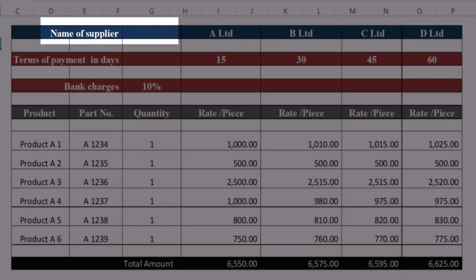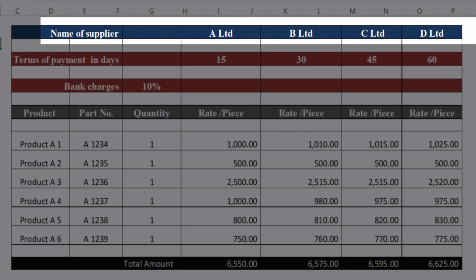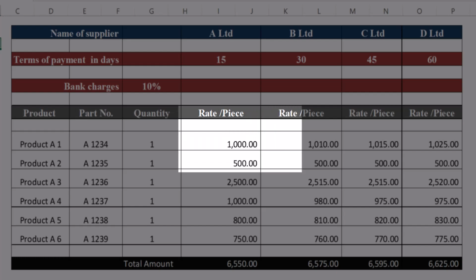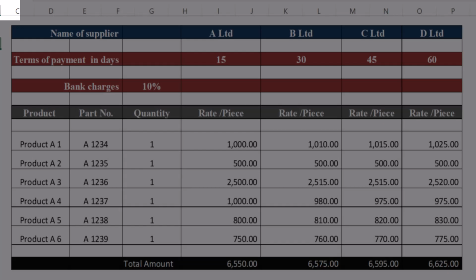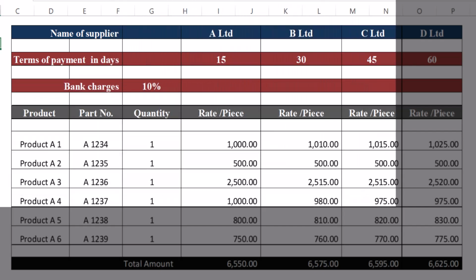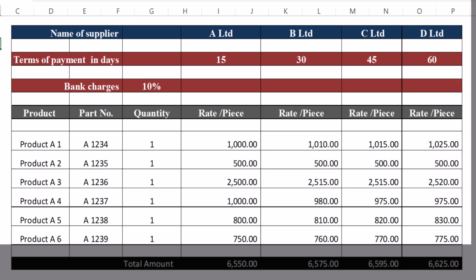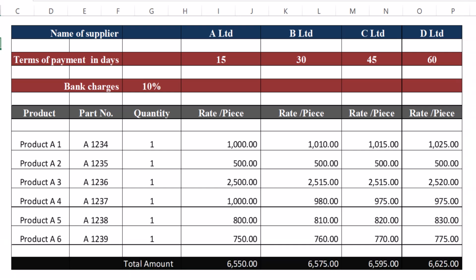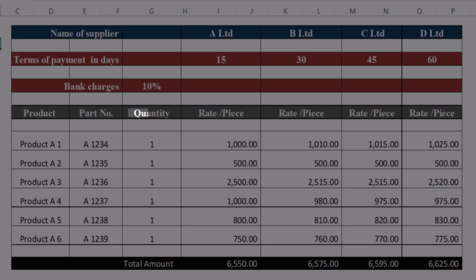Take a look at this table. We have 4 suppliers, each quoting different prices for the same items. The table shows the suppliers' names, credit terms, bank charges or interest rates, along with the product details like part numbers, quality and price per piece. Our goal is to analyze this table to find the supplier offering the most favorable price. To simplify things, we're using a quantity of 1 for each product.